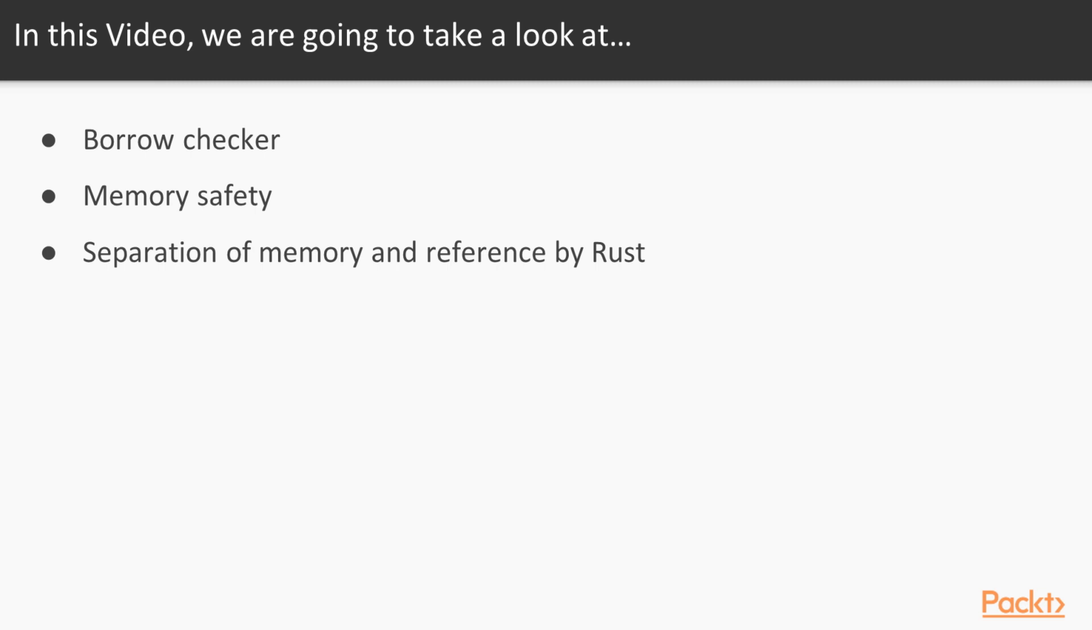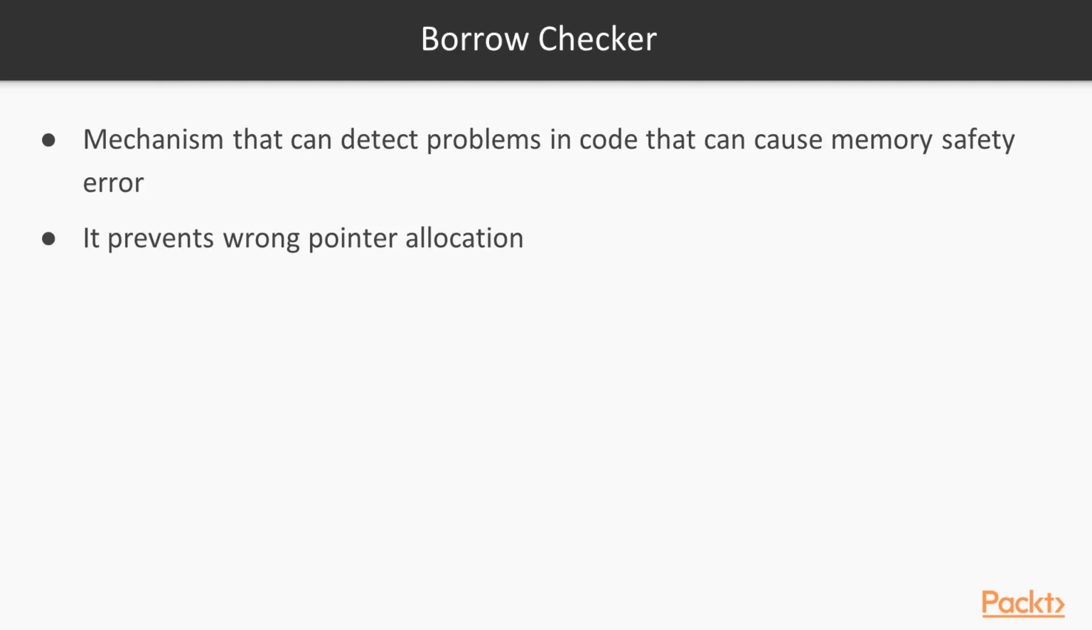Now, the borrow checker is the mechanism that can detect problems in code that could cause memory safety errors. In other conventional languages, the wrong use of a pointer may lead to all kinds of problems, but Rust doesn't have a problem like that. It has a strong compiler feature known as the borrow checker. This prevents wrong pointer allocation.